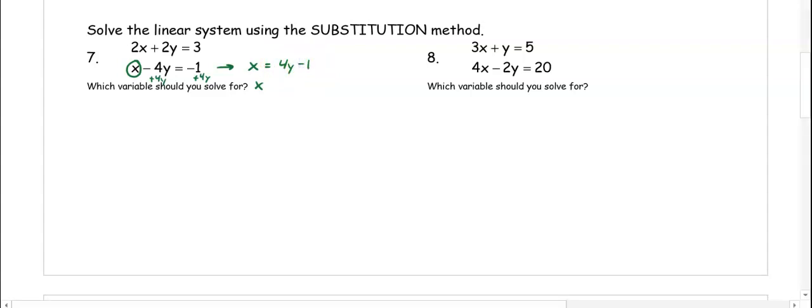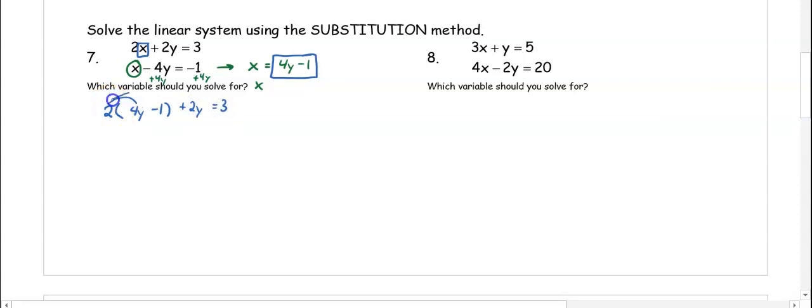Now that we have x equals, we're going to take what x equals, and we have to be really careful about where we substitute here, because we don't want to substitute into the second equation, as that's the equation we worked with. We just rearranged it. So we want to substitute for x in the first equation then, because we haven't done anything to that yet. When we rewrite this, we have 2 times (4y minus 1) plus 2y equals 3.